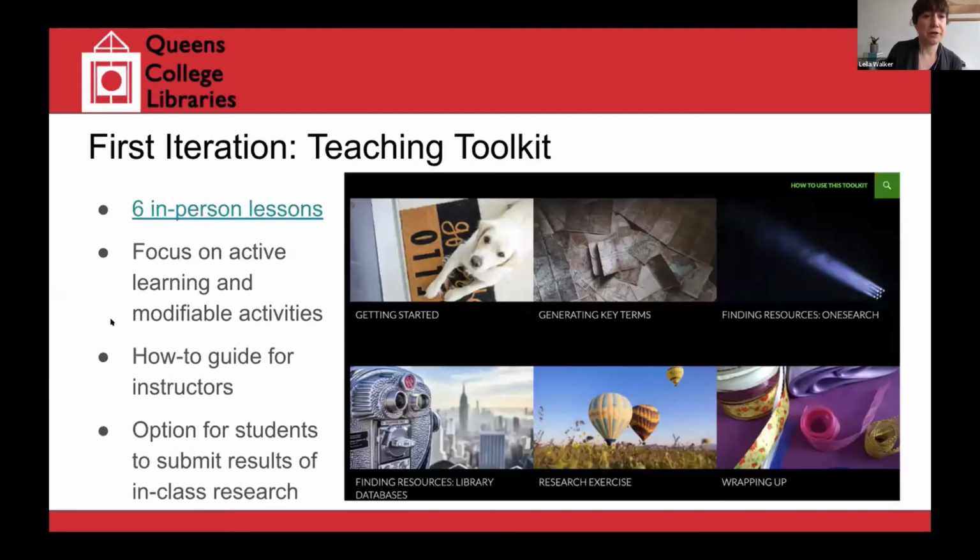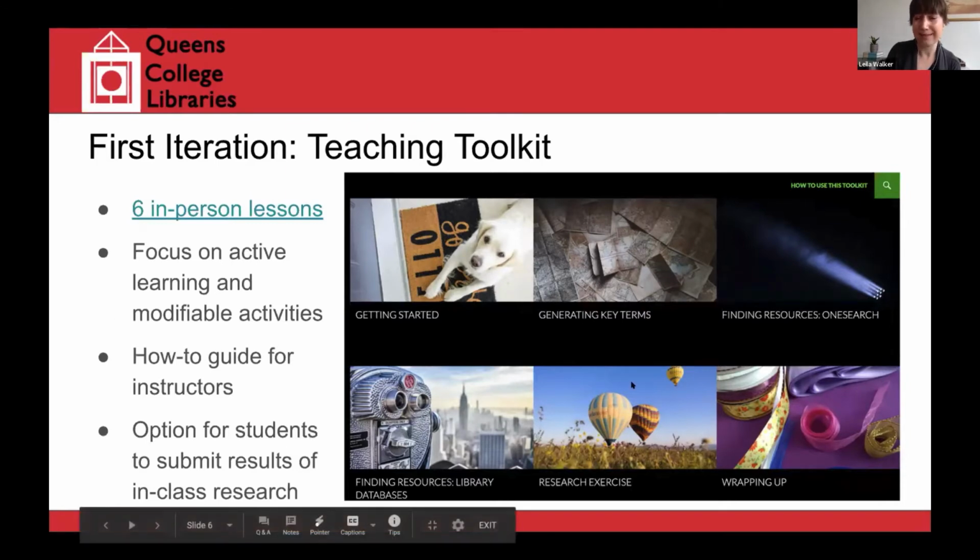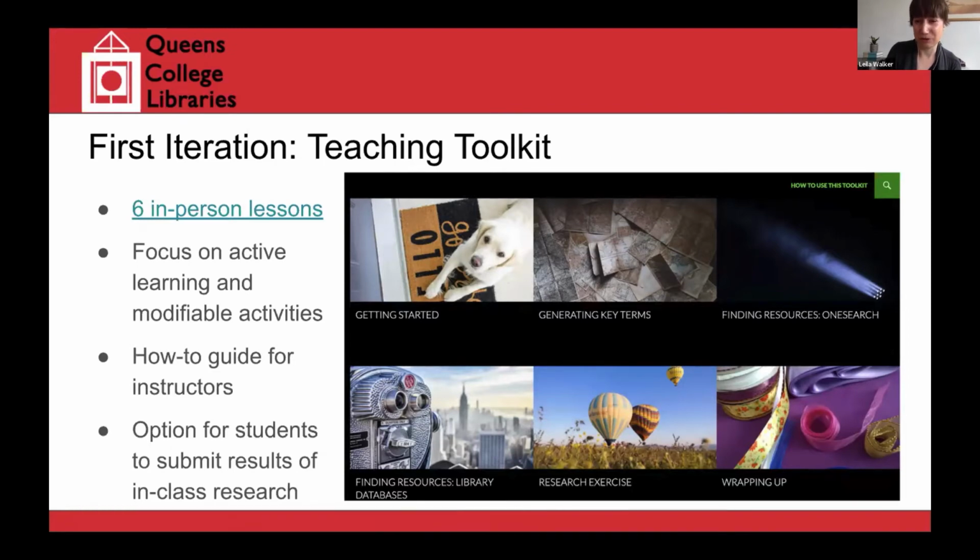The first iteration that we developed was what we called a teaching toolkit. It was a WordPress site that had 6 lessons, 6 goals, and each of those goals had associated exercises that our library faculty could adapt for classroom use. And I'll just show you what that looks like.